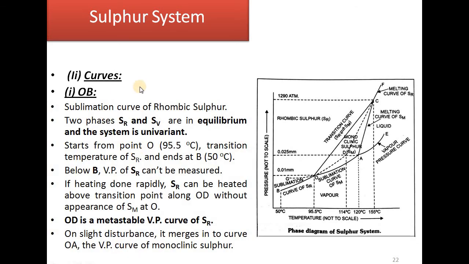Now coming to the curves, the first curve is OB. This is the OB curve. It is also known as the sublimation curve of rhombic sulfur.